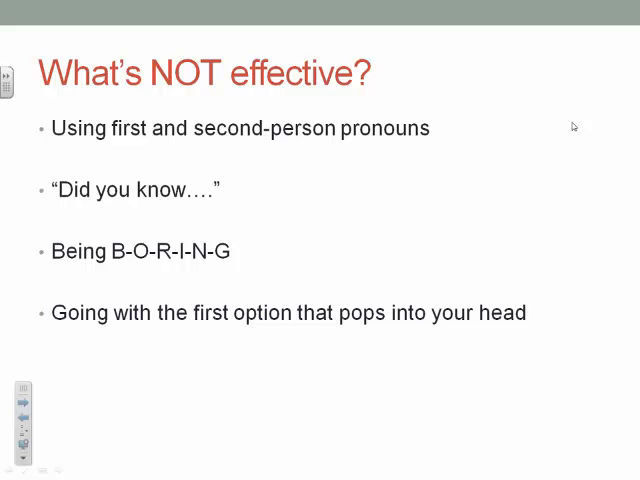Another common fallback for a hook is, "Did you know, blah, blah, blah," which first of all, that uses a second person pronoun, but also it's so overused that it's very ineffective. Anything that you're just like, "Yeah, I'll use that because I don't know what else to do," will probably be boring. And going with the first option that pops in your head is not a good idea. People who write for a living go through many different drafts before they choose which hook would be the most effective.